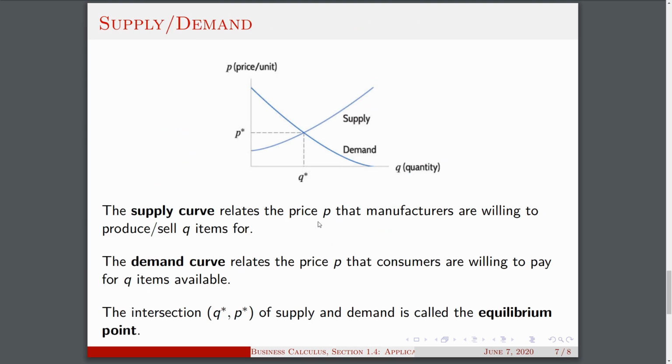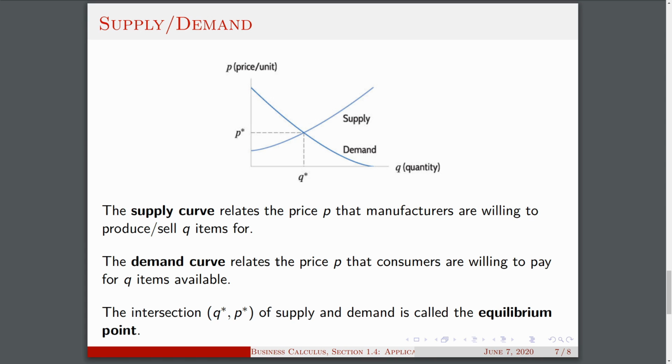Okay, let's move on. So the last thing we need to talk about is supply and demand. Now, I'm not an economist. I don't know very much about economics, but I will do my best to explain the very basics and try not to get out of my breath. So, supply curve relates the price that manufacturers are willing to produce and sell a certain number of items. Okay, it's on the manufacturer side. Demand curve is on the consumer side. It's how much that consumers are willing to pay for Q items available.